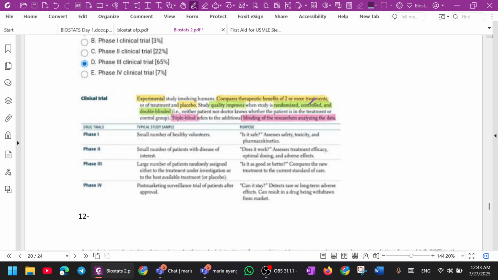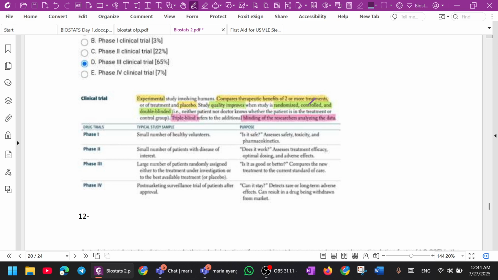Phase 3: a large number of patients randomly assigned either to the treatment under investigation or to the best available treatment or placebo. Is it as good or better? Compare the new treatment to the current standard of care. And phase 4: post-marketing surveillance trial of the patients after approval. Can it stay? Detects rare or long-term adverse effects, can result in the drug being withdrawn from the market.